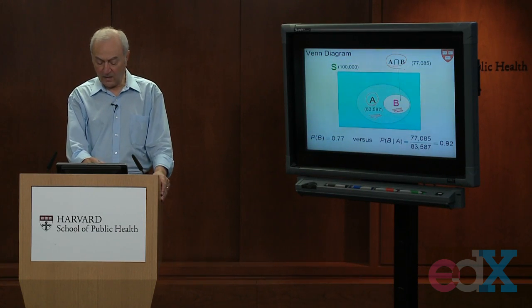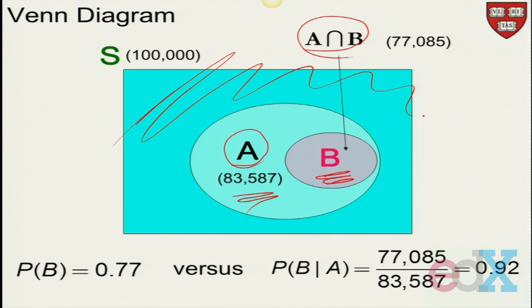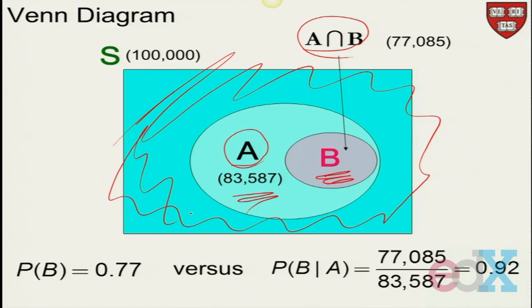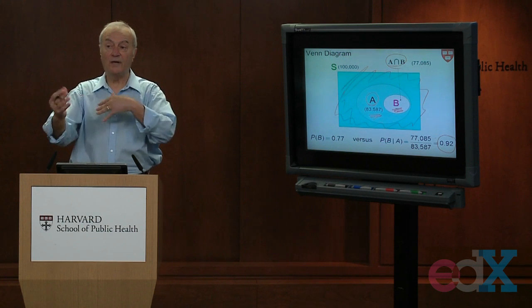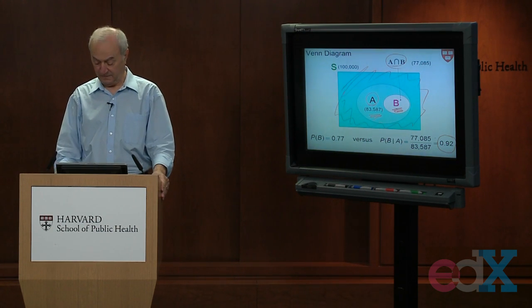So if we did it directly, we would say, all right, now we know that A has happened, so forget about all these things out here. We don't care about that because we know that A has happened. So let's just focus in on A. So A becomes our S. And of those 83,587, how many reached 70? And the answer is 77,085. Take that ratio, it is 0.92. So we get the same thing in this particular case when we can actually calculate this directly. We get the same answer whether we use the formula or whether we calculate it directly. So that is conditional probability.